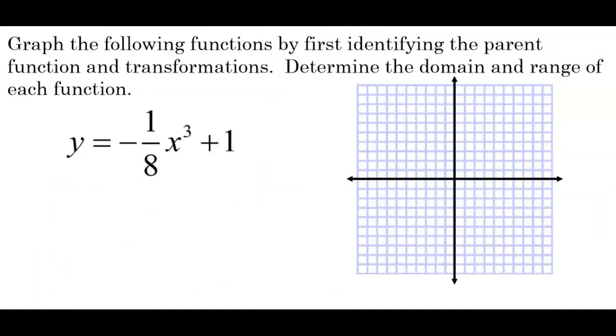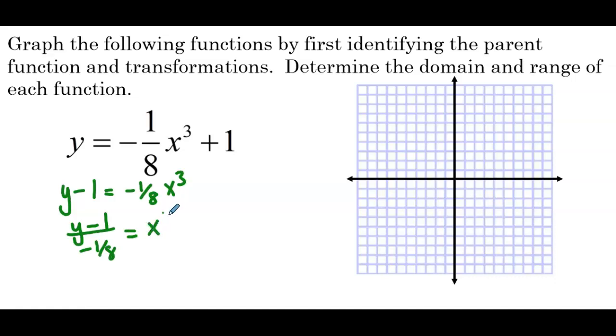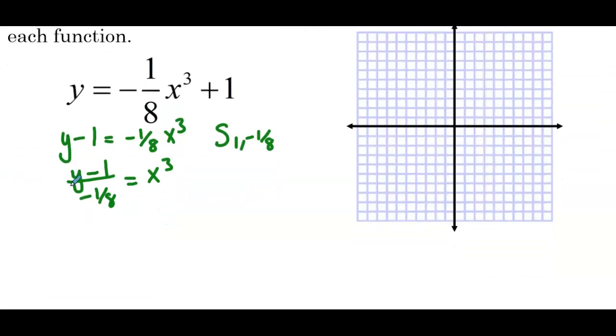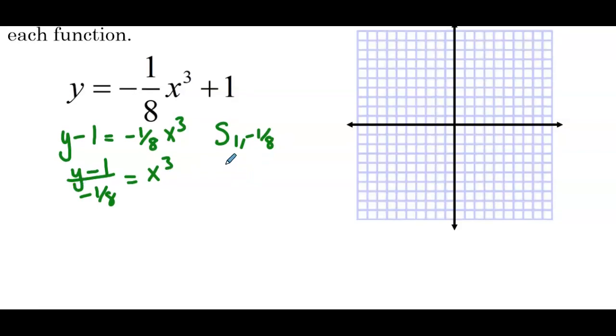Next up, y equals negative 1/8 x cubed plus 1. So we'll start by subtracting 1 from both sides, and then dividing both sides by negative 1/8. Okay, so our scale factor is 1, negative 1/8. So we have a vertical compression as well as a reflection over the x-axis. And then we're going to follow that up with a translation of 0, 1. So we're shifting each point up 1.